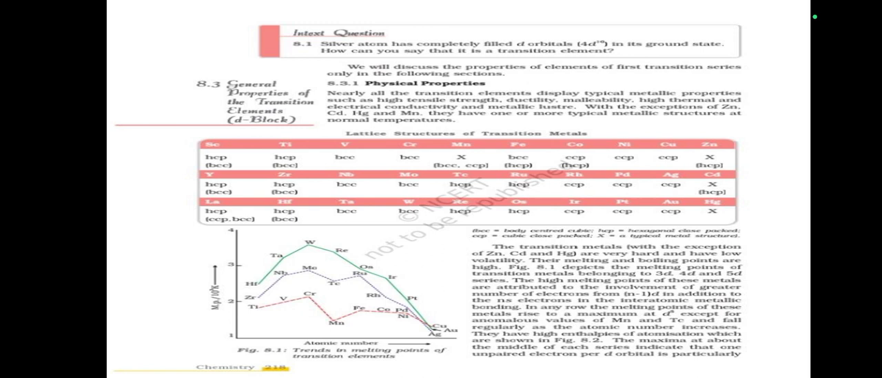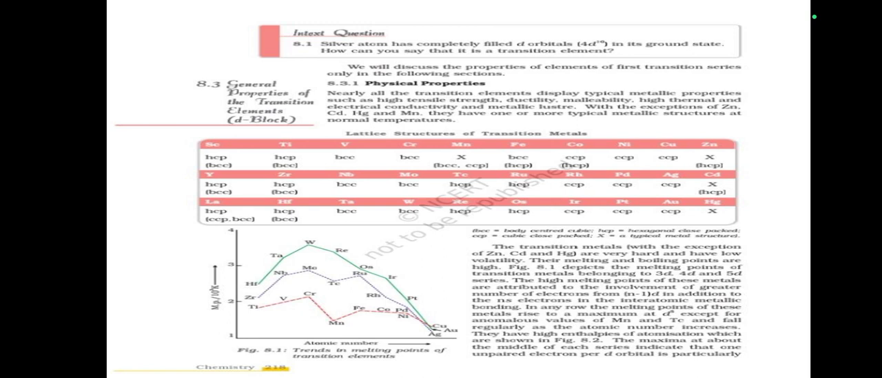With the exceptions of zinc, cadmium, Hg, and Mn, they have one or more typical metallic structures at normal temperatures. And the transition metals, with the exception of zinc, cadmium, and Hg, are very hard and have low volatility, and their melting and boiling points are high. Figure 8.1 depicts the melting points of transition metals belonging to the 3d, 4d, and 5d series.